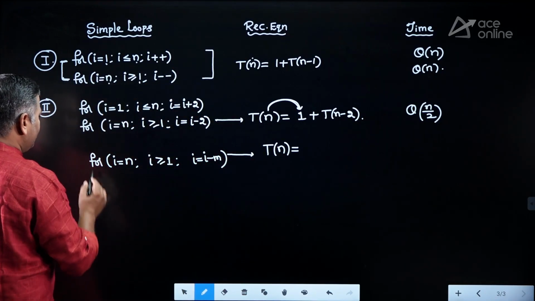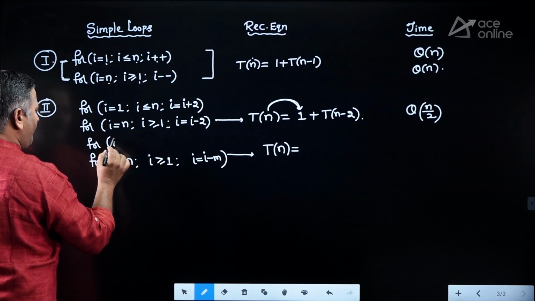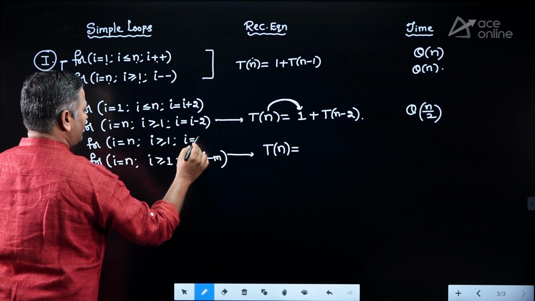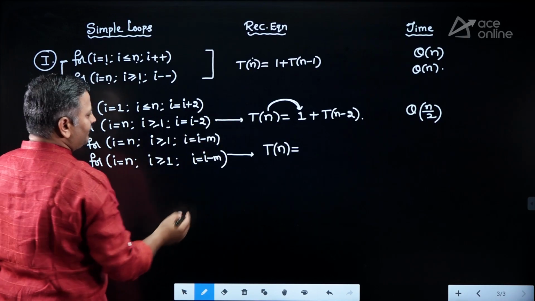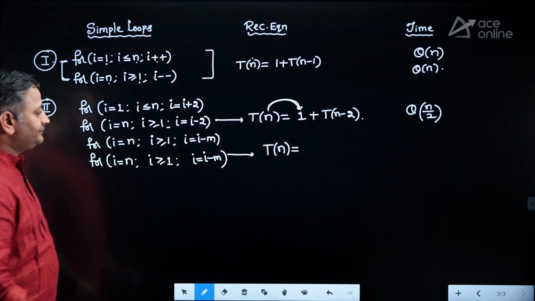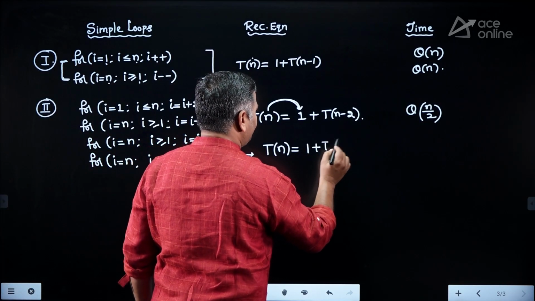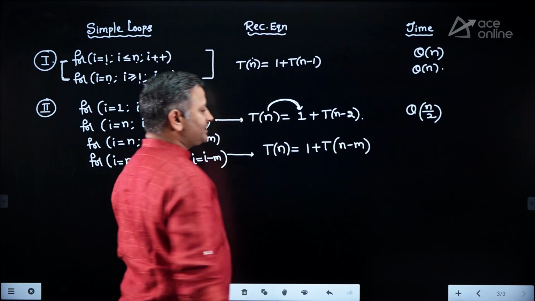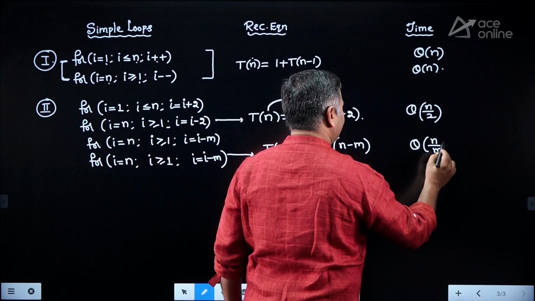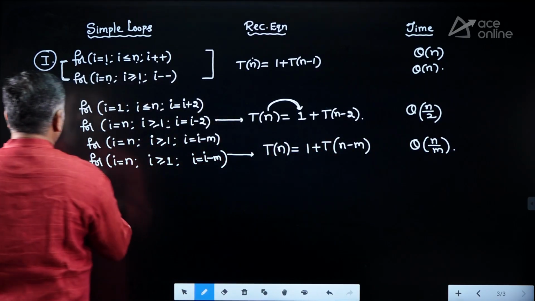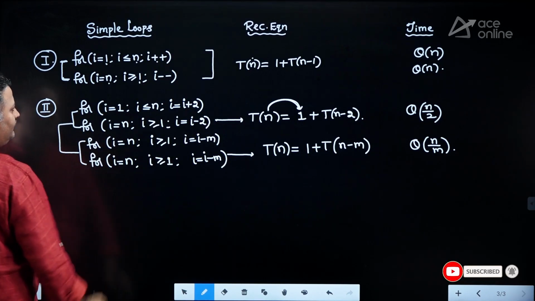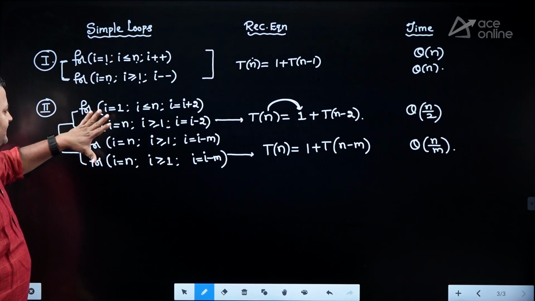Then suppose I take another case, like for i equals to n, i greater than or equal to 1, i equals to i minus m. Right, friends, i minus m, which is the same as this model. So 1 plus T of n minus m. Then what is the answer for this one? That equals theta of n by m, theta of n by m. So it is the second model which I explained in simple loops. First model completed, second model completed, friends.